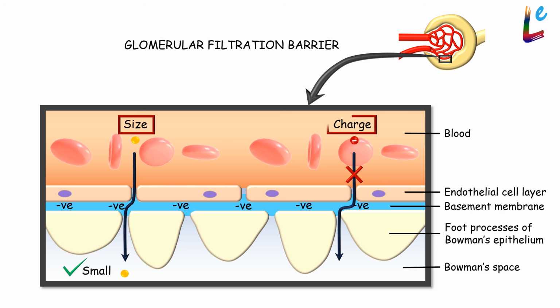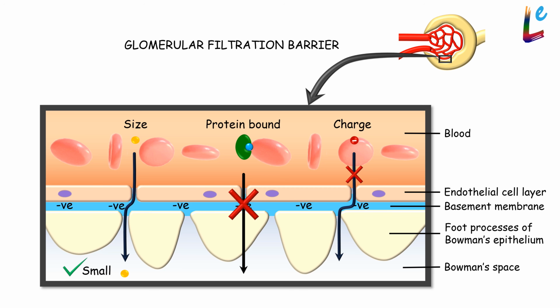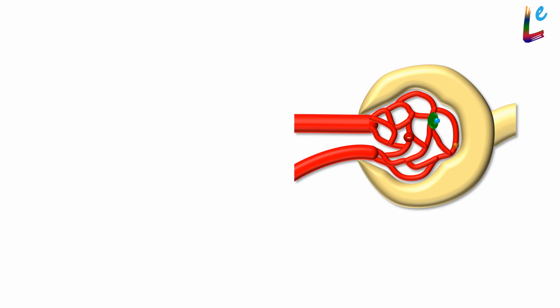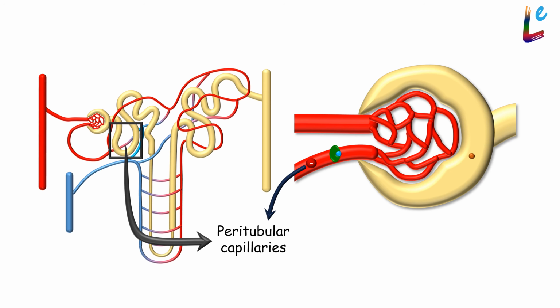If size and charge are important factors in filtration, can protein-bound drugs pass through this barrier? No. Plasma proteins that bind drugs are usually large and typically negatively charged. So, the protein-bound drug is not filtered at the glomerulus. By now it is obvious that not all drugs and metabolites are filtered at the glomerulus. The unfiltered molecules move through the efferent arterioles to reach the peritubular capillaries.